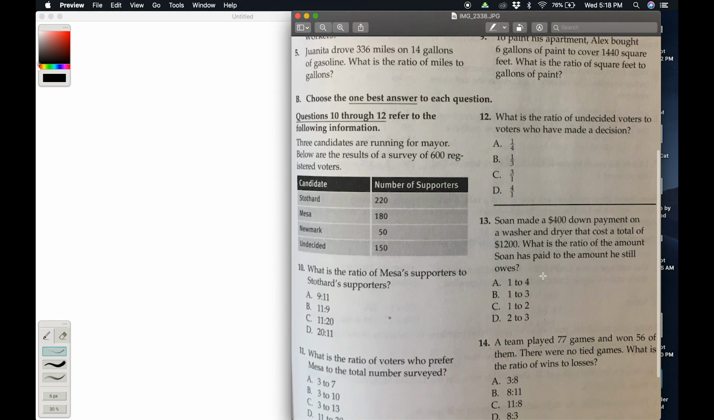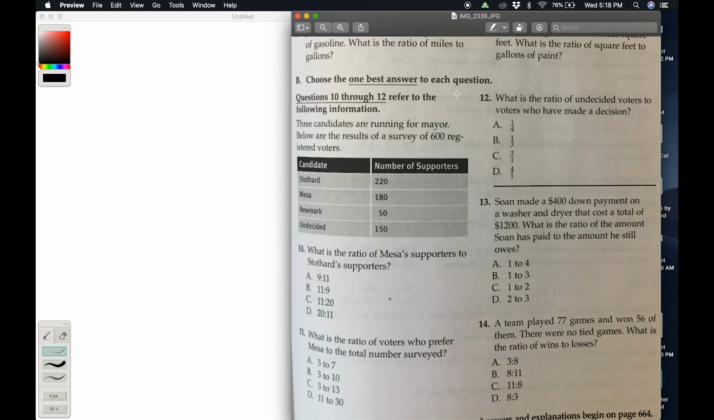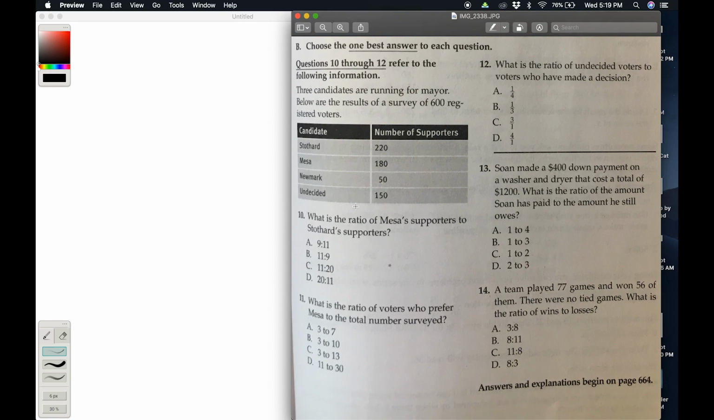Now number 10. Choose the best answer to each question. Questions 10 through 12 refer to the following information. 3 candidates are running for mayor. Below are the results of a survey of 600 registered voters. So this combined is 600. What is the ratio of Mesa's supporters to Stothard's supporters? So Mesa has 180 supporters, and Stothard has 220.